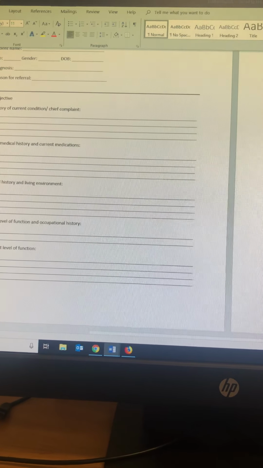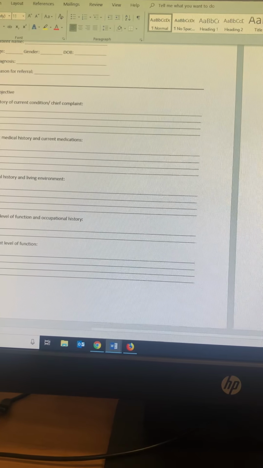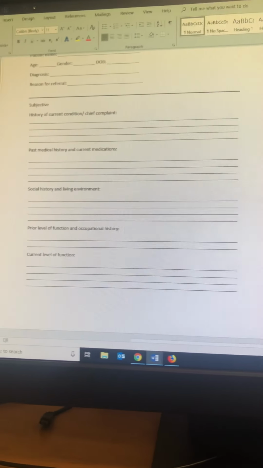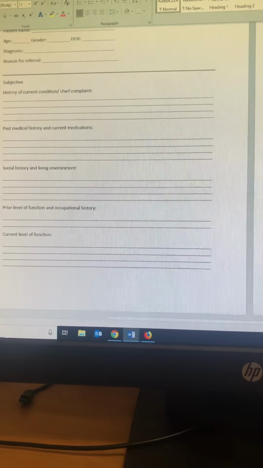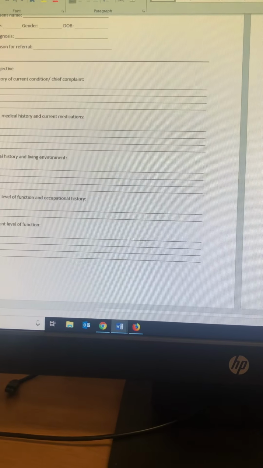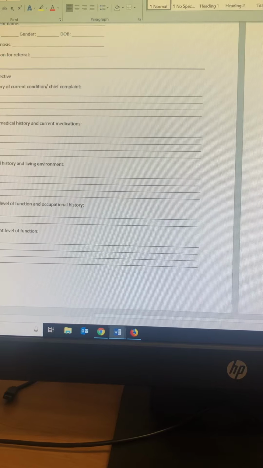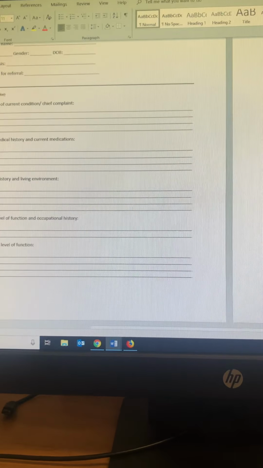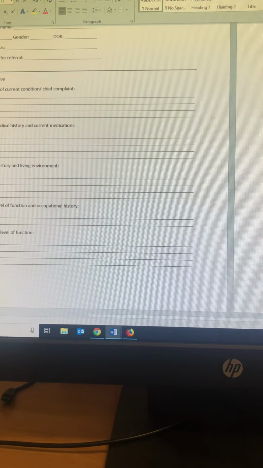Something where it's coming from the client. Client complained of pain in right hip. It's subjective, so it should not be medical jargon that you get from a medical record. That could be placed somewhere else, but in the subjective area is not appropriate. So past medical history, most of you did well in this section.